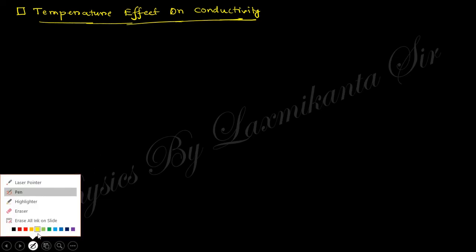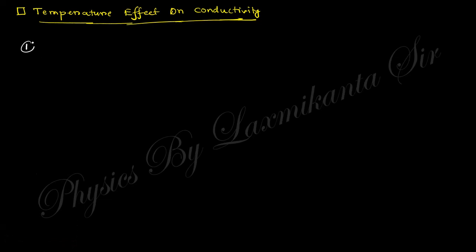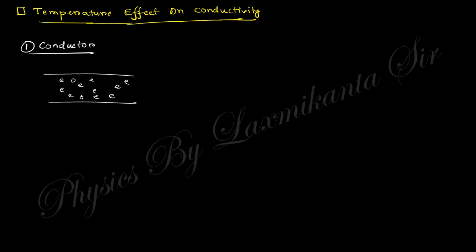Okay. Now first comes the conductor. In the case of a conductor, what happens? Suppose this is a conductor, and you know in a conductor there is a large number of free electrons, and nuclei also here, no problem. Now if you apply the voltage, apply external voltage.